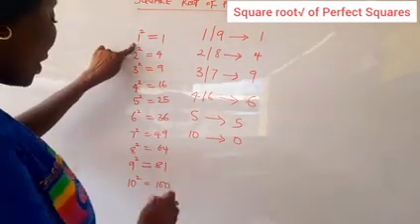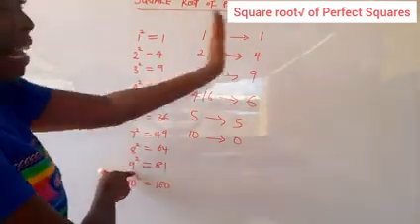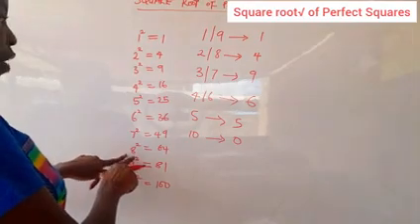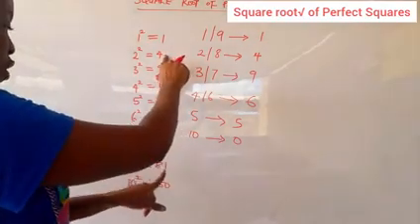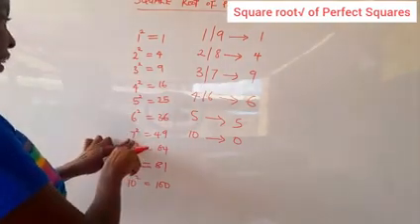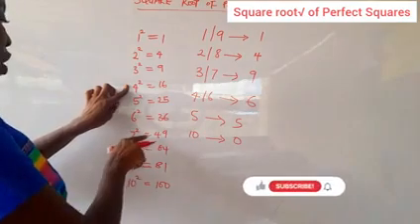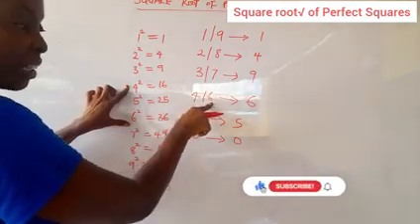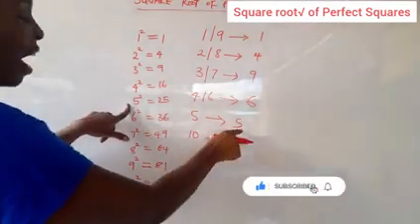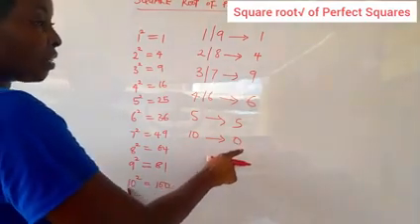The squares of 1 and 9 must have 1 as the units digit. The squares of 2 and 8 must have 4 as the units digit. The squares of 3 and 7 must have 9. The squares of 4 and 6 must have 6 as the units digit. The square of 5 must have 5, and the square of 10 must have a 0.